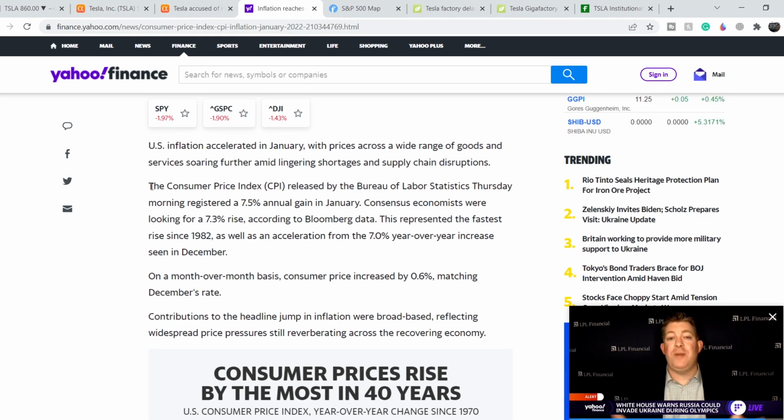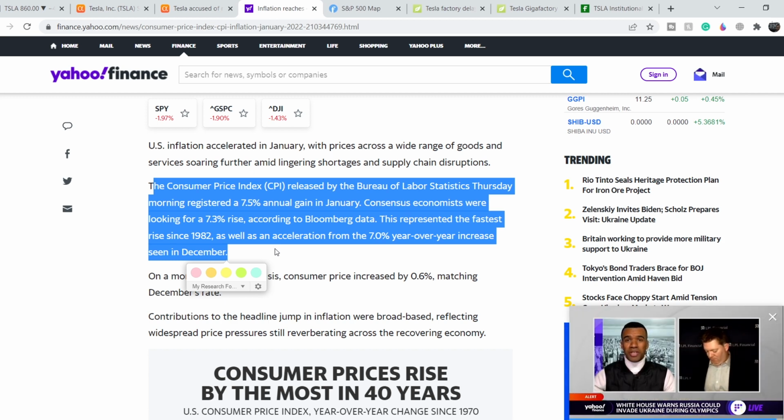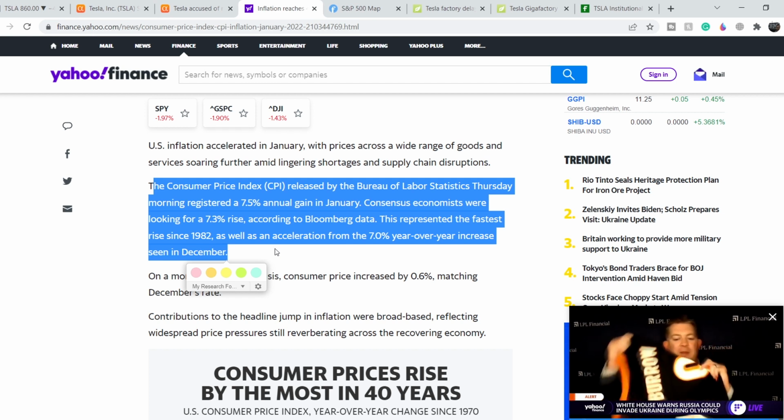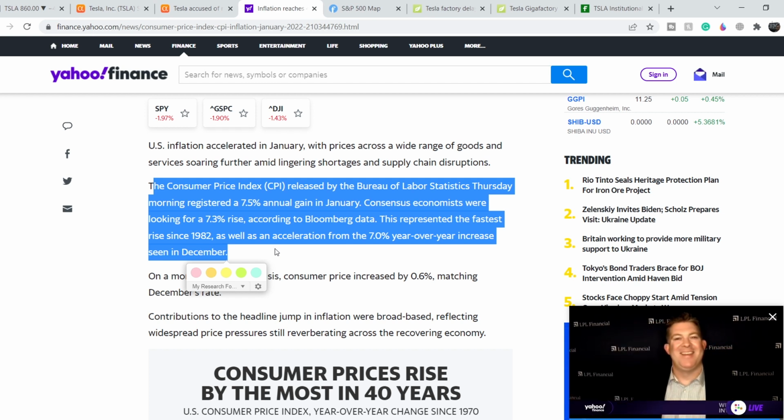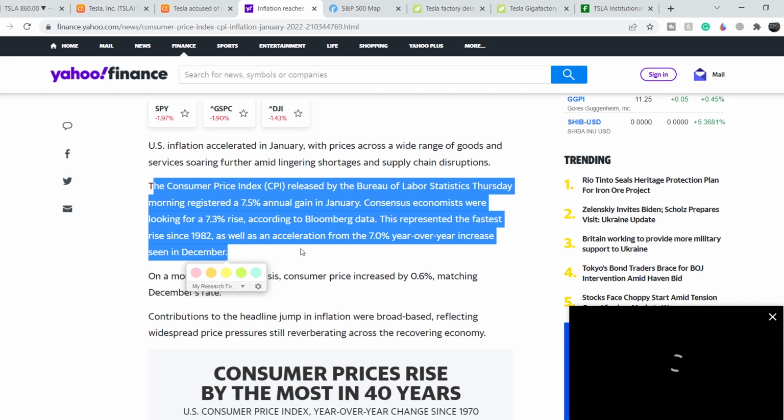And let me quote you this: the consumer price index released by the Bureau of Labor Statistics Thursday morning registered a 7.5% annual gain in January. Consensus economists were looking for a 7.3% rise according to Bloomberg data. This represented the fastest rise since 1982, as well as an acceleration from the 7% year-over-year increase seen in December. Definitely it was one major bad fundamental news for the company and for entire markets.